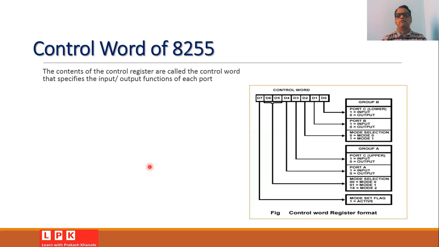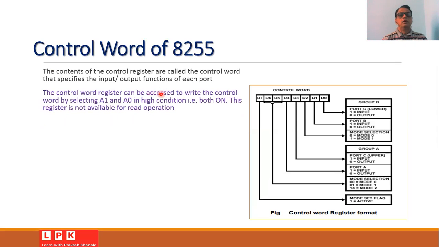The control word of 8255 plays a very important role in the operation of 8255. The content of the control register is called the control word, and this control word specifies the input or output function for each port. The control register can be accessed to write the control word by selecting A1 and A0 in the high condition, that is, both on. This register is not available for the read operation, so it is used internally.